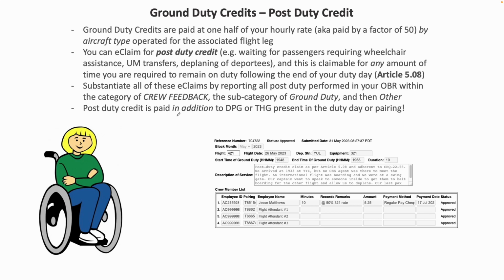And unlike ground service to passengers, post-duty credit is claimable for any amount of time that you're required to remain on duty following the end of your duty day. And this is based on the language found in Article 5.08 in the collective agreement. Note that this is not at the end of every flight within your duty day. It's specifically following the checkout time for your final flight in your duty day. That's why it's called post-duty credit, because it is after your duty day is finished. During your duty day, post-duty credit is not claimable.